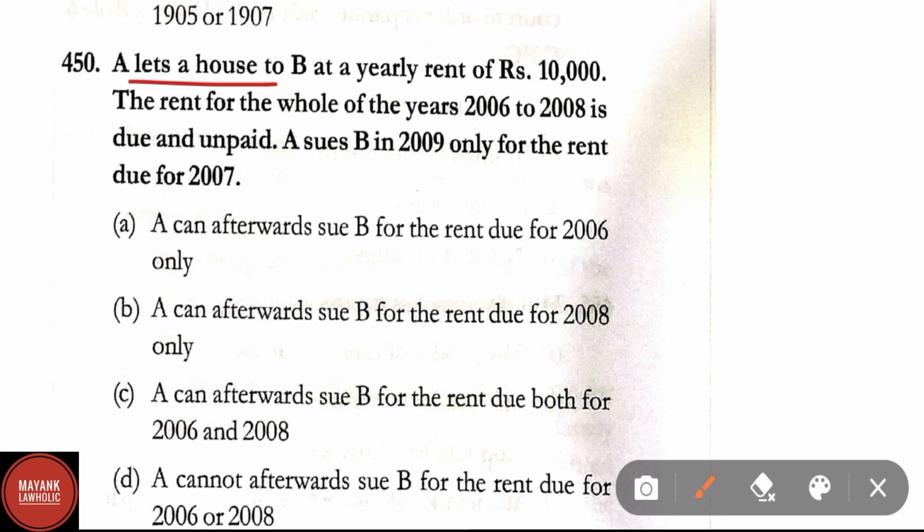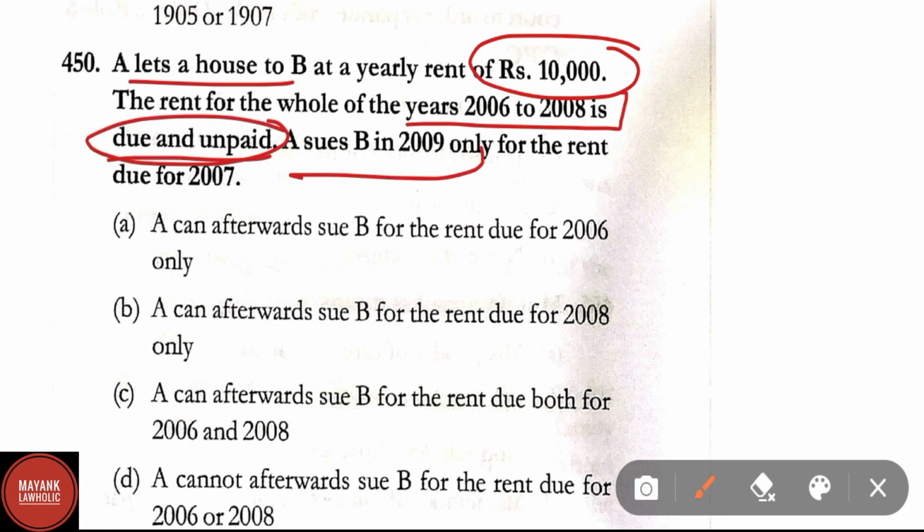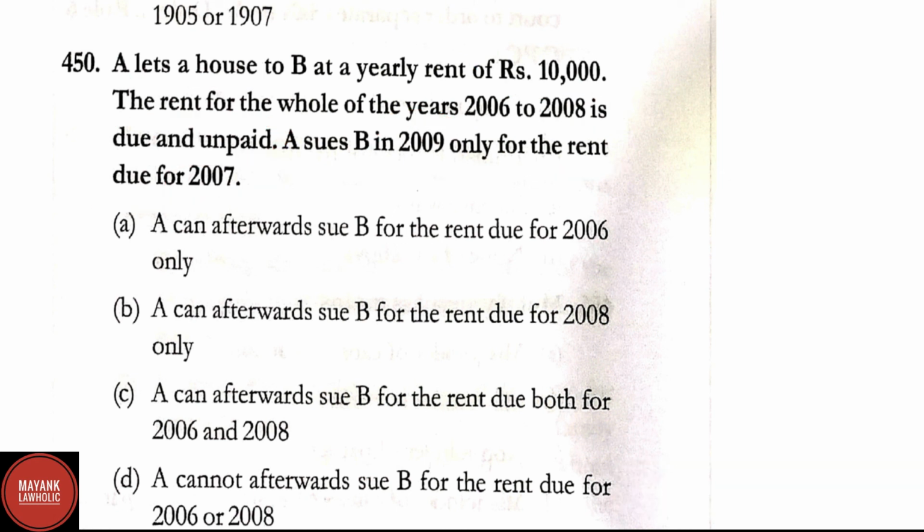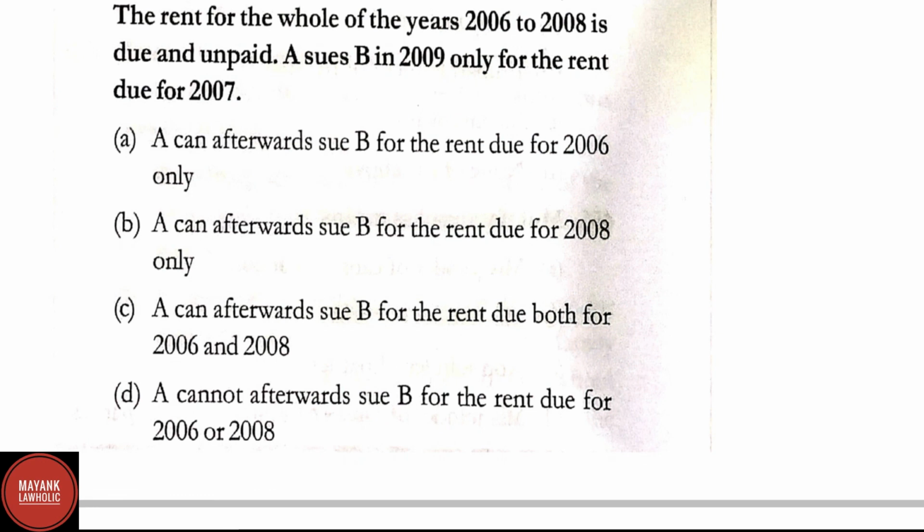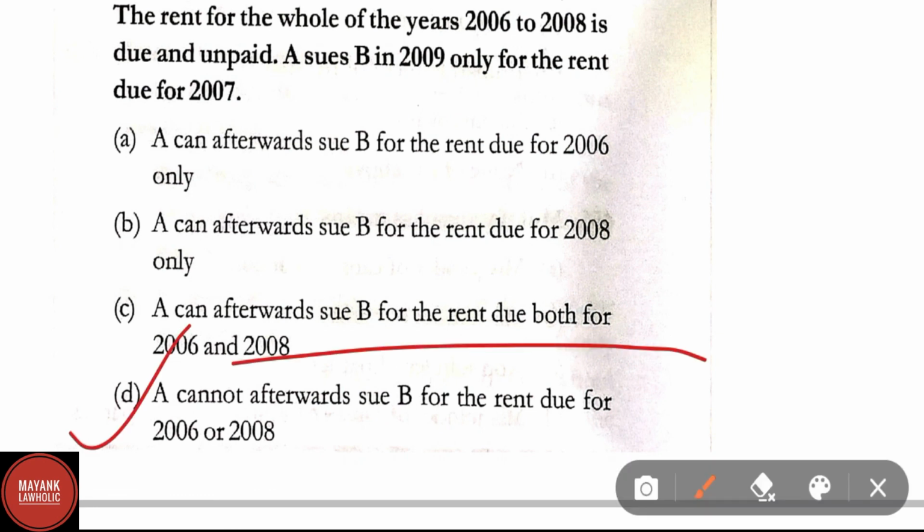Question number 450. A lets a house to B at a yearly rent of rupees 10,000. The rent for the whole of the years 2006 to 2008 is due and unpaid. A sues B in 2009 only for the rent due for 2007. Here the correct answer will be: A cannot afterwards sue B for the rent due for 2006 or 2008. Option D here is the right answer.